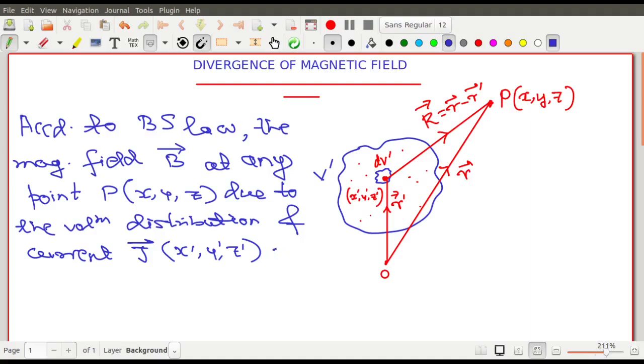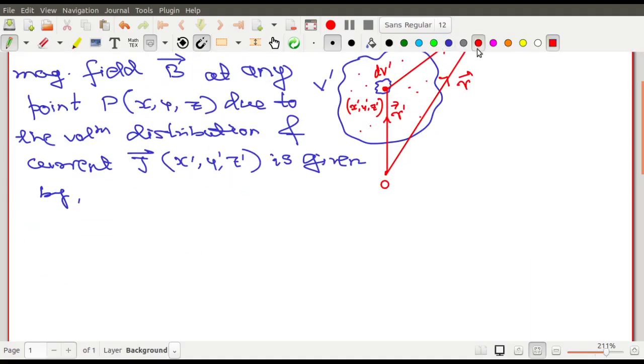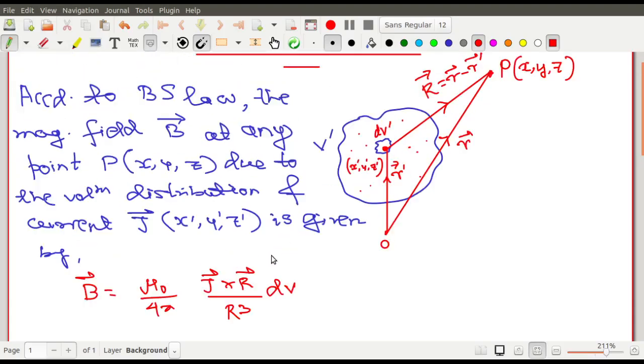So the magnetic field due to the volume distribution is given by, this is what I have shown you in the last class. In my last classes I have shown you the expression of magnetic field due to the volume distribution. The expression was mu 0 by 4 pi, J cross R by R cube, multiplied to dV. So this is what we have already shown to you in the last class.